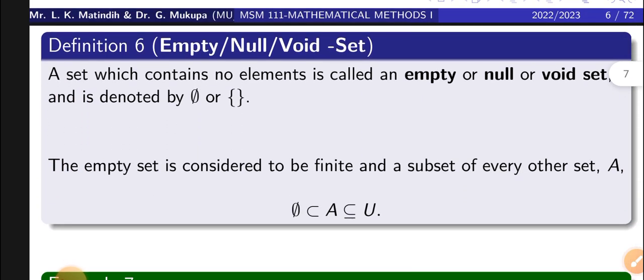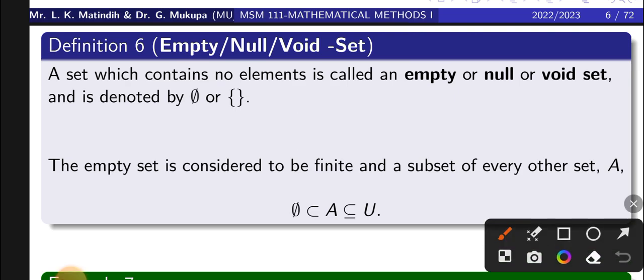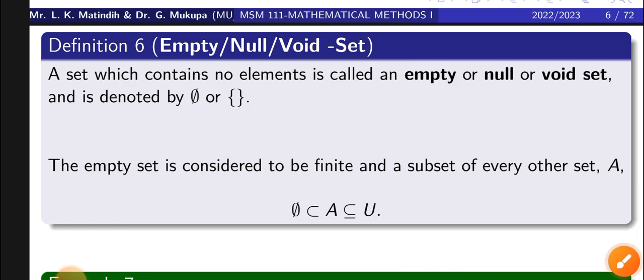So we have the empty, null or void set. A set which contains no element is called an empty, null or void set, and is denoted by these two symbols here. So you can use either one of the two. An empty set is considered to be finite and a subset of every other set. You will understand the subset as we go on. So an empty set is also a finite set. Why? Because you can count the zero elements.